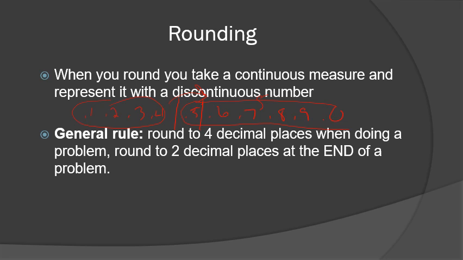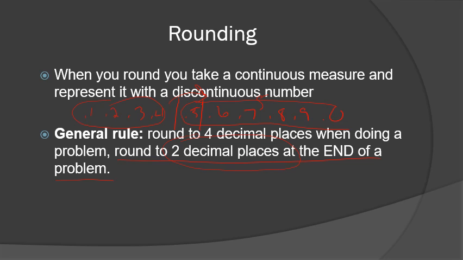But now we're going to talk about the general rule here, and that is: round to 4 decimal places when doing a problem, and round to 2 decimal places at the end of the problem. For everything in this class, when you're doing your homeworks and the problems, that's what I would like you to do. The general answers are going to be rounded to 2 decimal places.